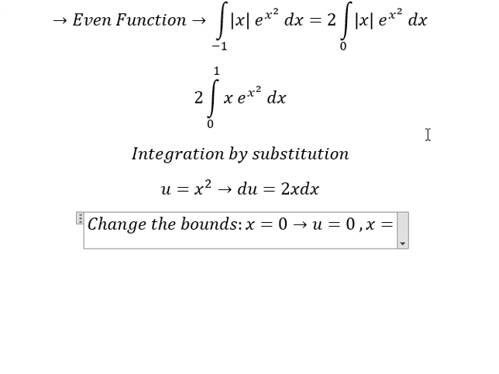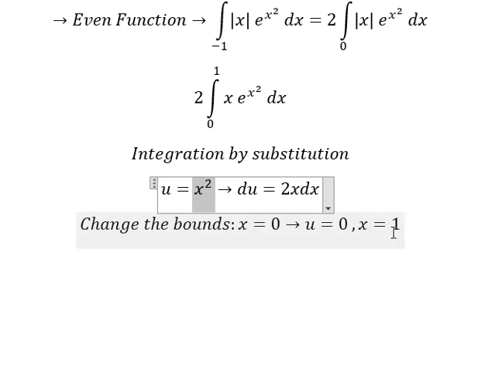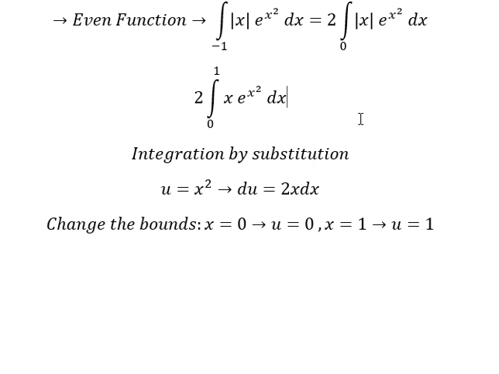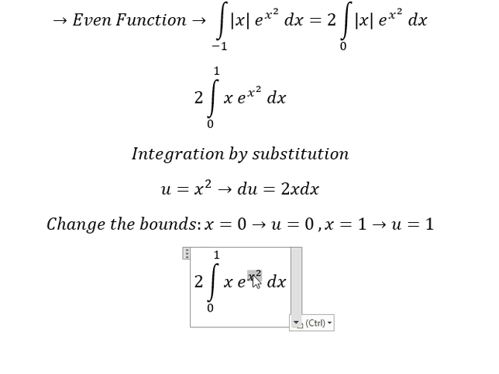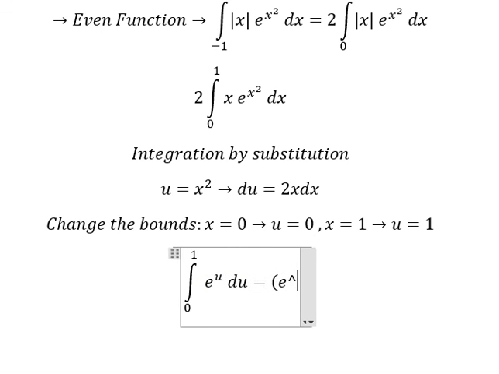When x equals 1, we put 1 in here, and we get u equals 1. So the bound we keep the same. This one we change for u, the x we change for the u. And now we have the final answer.